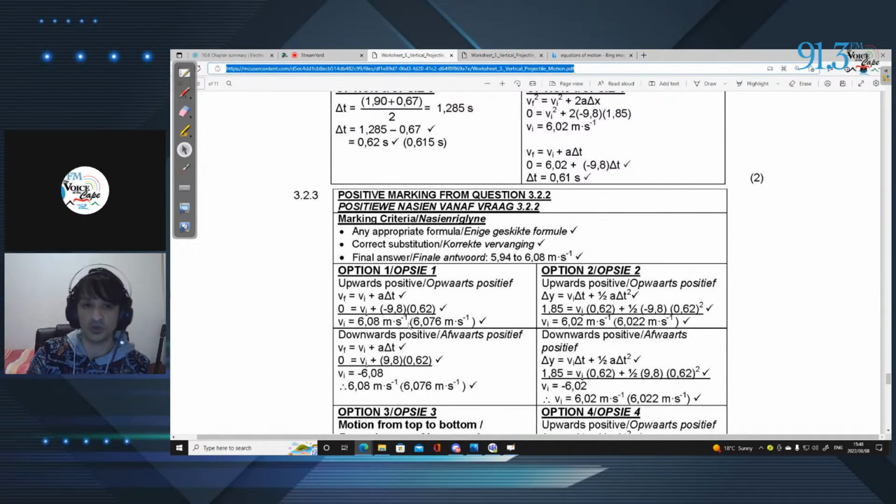So we're back here to 3.2.3. We want to calculate Vi, the speed at which the ball leaves the floor. We know that if we use our peak value speed, which is 0 meters per second, and we know it takes 0.62 seconds for it to reach that peak, we can just substitute the values into this equation because we have the variables needed, and this is the unknown. And then we find that the answer is going to be 6.08 meters per second.